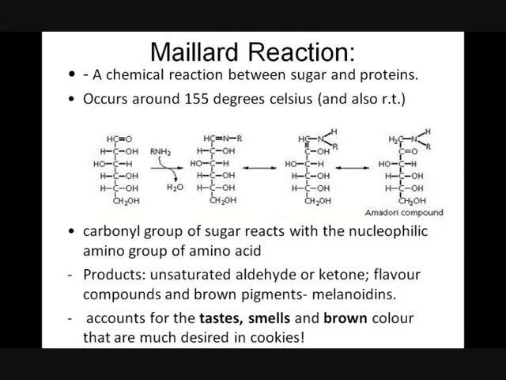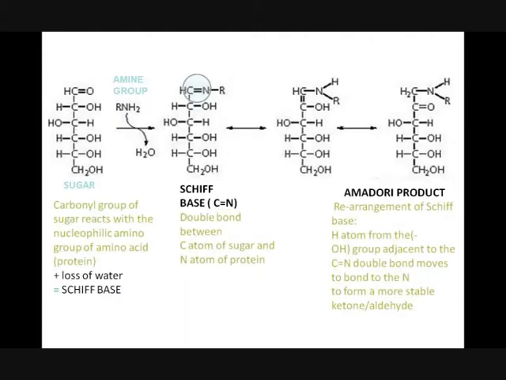A Maillard reaction also takes place between sugar and protein in the baking process. The carbonyl group of sugar reacts with the nucleophilic amino group of amino acid. An unsaturated aldehyde or ketone is formed, together with flavor compounds and brown pigment. These account for the taste, smell, and the color of cookies. Reaction between the carbonyl group of sugar and the nucleophilic amino group of amino acid, plus the loss of water, will cause the formation of the Schiff base. The Schiff base then rearranges itself to become the Amadori product.